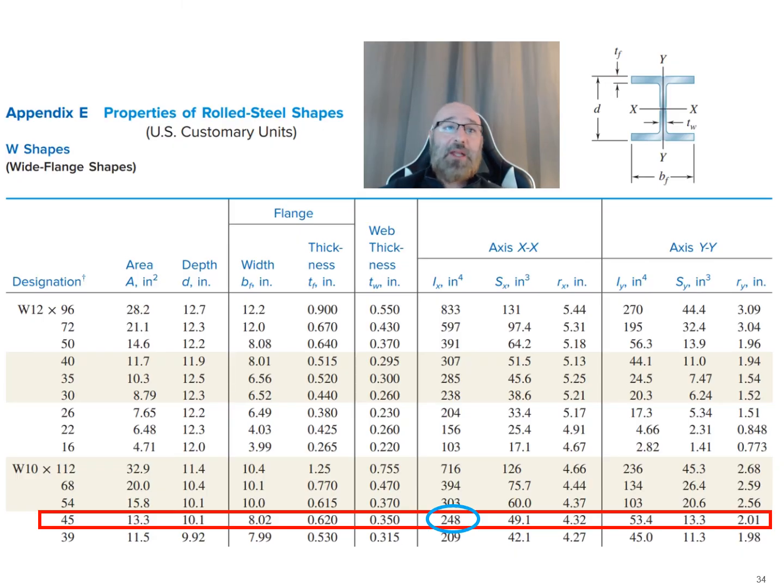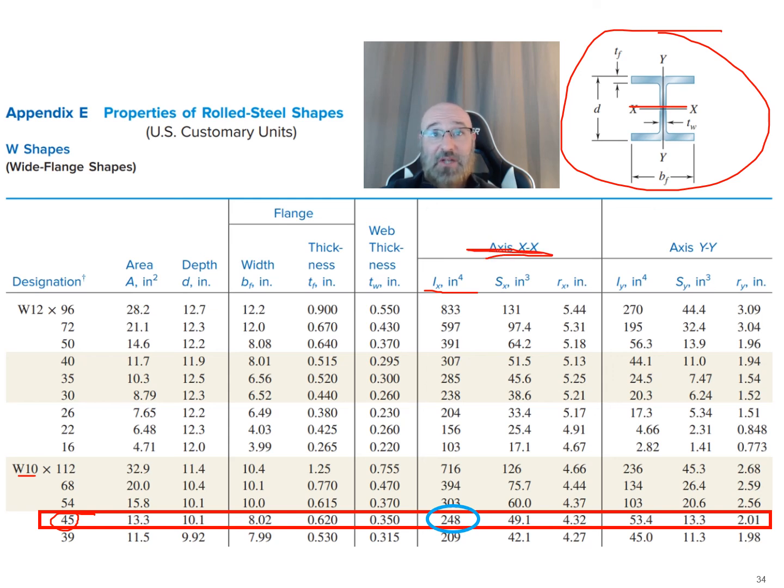So moving on to our Appendix E, this is where we get our value for I for this beam. So this is a W10x45. So we come down here and we go over here. Our I sub x is what we're looking at here. We can see this is our x axis we're looking at across here, so this is going to be our axis x-x right there. I sub x is in inches to the fourth for our units, so this is going to be our 248. That's where we got that value from. It's from this Appendix E for our W shapes, our wide flange shapes, and the properties of our rolled steel.